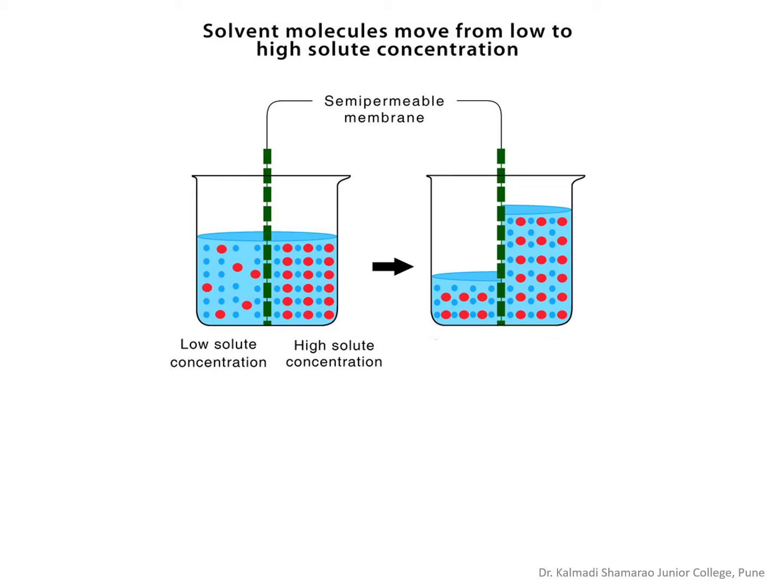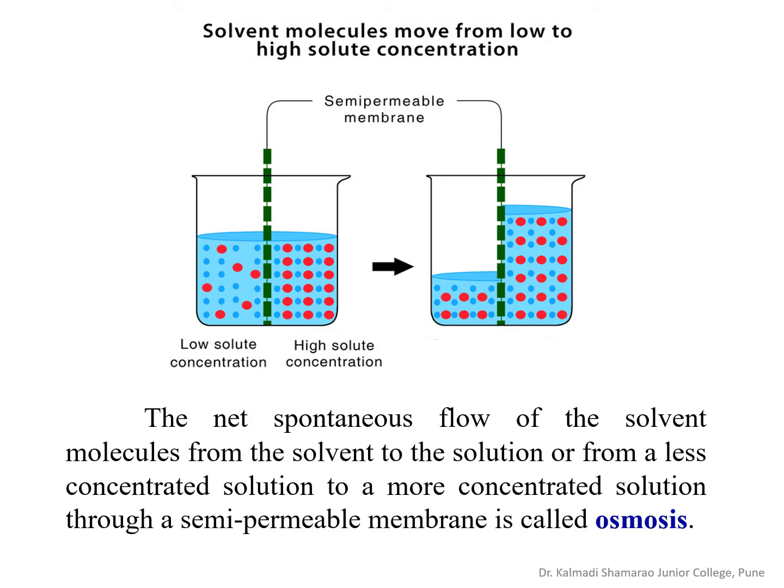Similarly, if a concentrated solution is separated from a dilute solution by a semi-permeable membrane, solvent molecules flow from a solution of low concentration to a solution of high concentration. The net spontaneous flow of the solvent molecules from the solvent to the solution or from a less concentrated solution to a more concentrated solution through a semi-permeable membrane is called osmosis. In Greek, osmosis means to push.